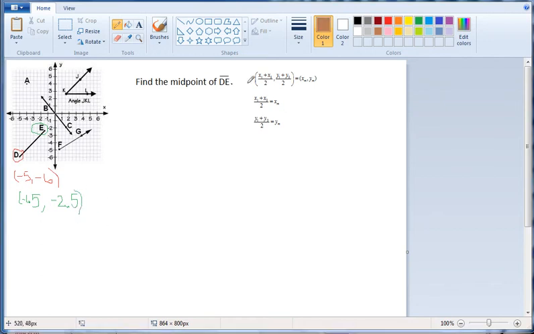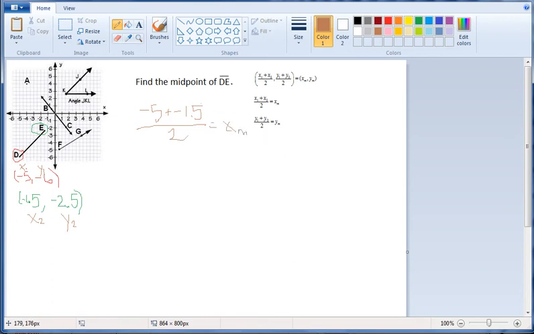Now I'm going to plug these points into my midpoint formula. I'm going to mark these as x1, y1, and x2, y2. And then I just plug it right in. I'm going to use this one. I'm going to plug in x1 as -5, so -5 plus -1.5, divided by 2. Don't forget that. And that is going to be my x midpoint.